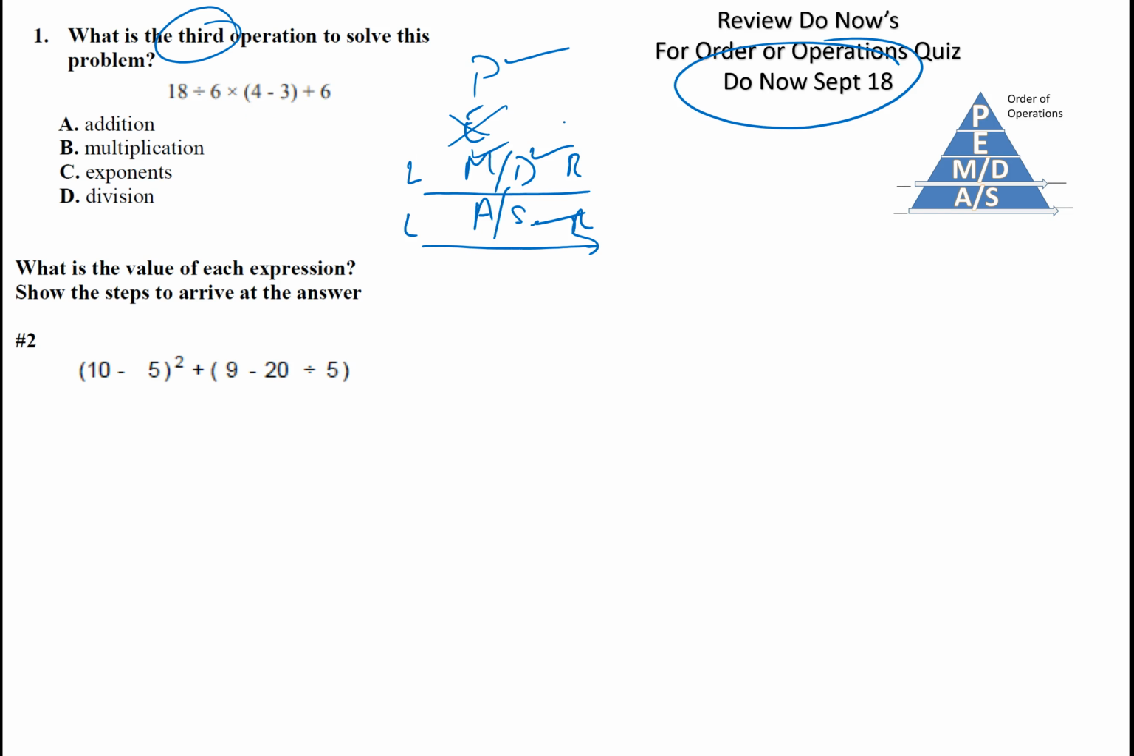All right, so the answer I'll accept here for the third operation, technically would be multiplication. Like I said, it might be a little confusing. I probably would have to accept division or multiplication depending on how you looked at it. So if you thought this is one operation, then you would do this first.